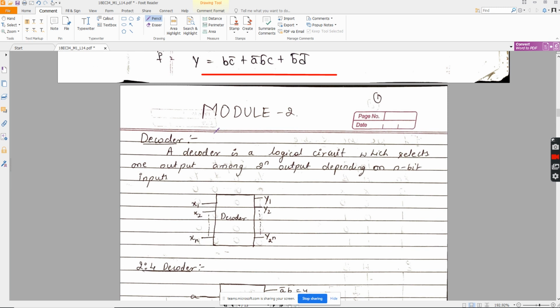Next one, module 2. I'll be starting with module 2. What's a decoder? Are you all there? Are you all able to hear me? Yes, sir.